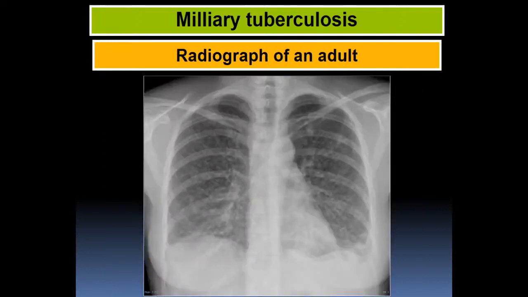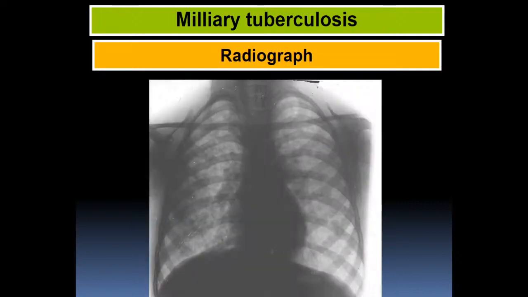On this X-ray, you can see miliary TB also. Many small focal shadows, small in size, same in density, soft, with symmetrical and uniform localization of shadows, focal shadows.